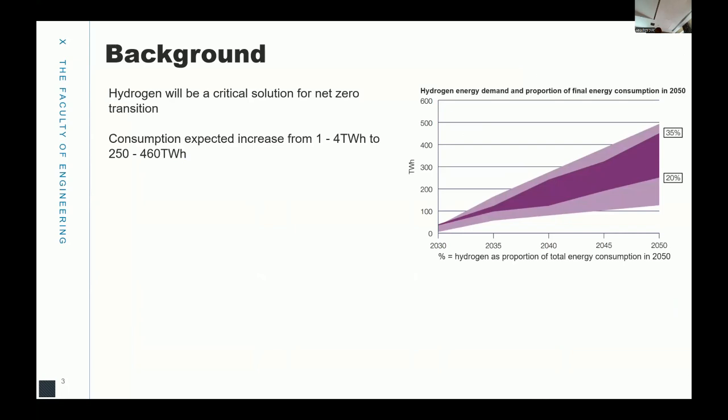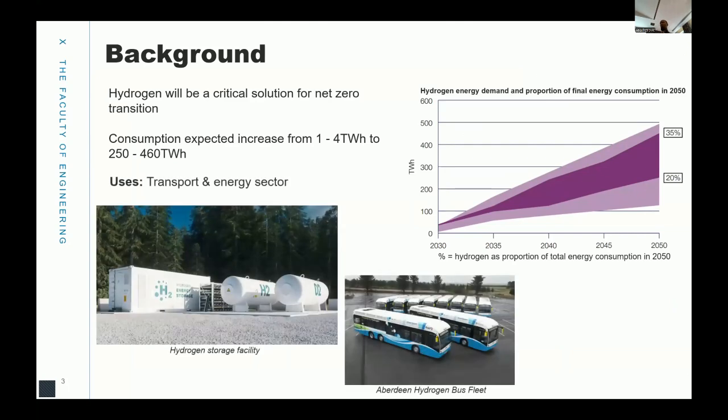So the background. With hydrogen in the UK, the Department of Energy is projecting growth in terms of hydrogen energy usage. Hydrogen will be used mainly in the transport and the energy sector as one of the alternatives among the renewable sources for the 2040 net zero goals of the UK government.